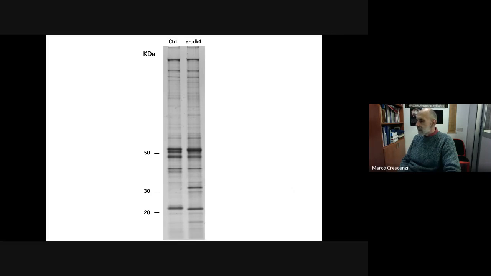So here is the actual experiment. Here is the anti-CDK4 lane. This is a gel separation of proteins stained with silver stain, so we are seeing all proteins present in this lane. And this is a control immunoprecipitation done exactly in the same way as this one, except we used an irrelevant antibody, an antibody that bound a viral protein not present in these cells. So in theory, it should have precipitated nothing.